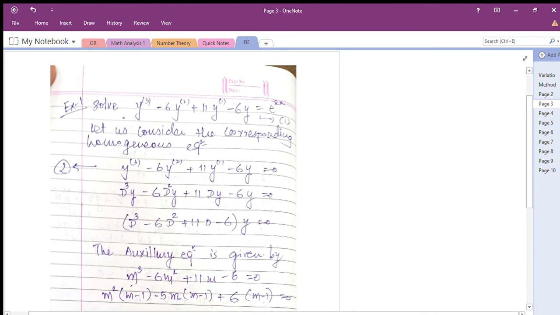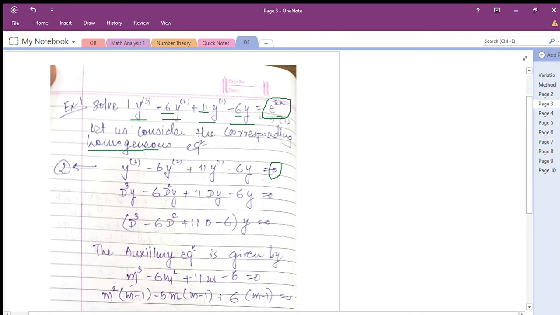So here is the example: solve y3 - 6y2 + 11y1 - 6y = e^(2x). Now you can check that the coefficients here are constant coefficients. So we can rewrite this as y3 - 6y2 + 11y1 - 6y = 0. This is the corresponding homogeneous differential equation of the given equation.